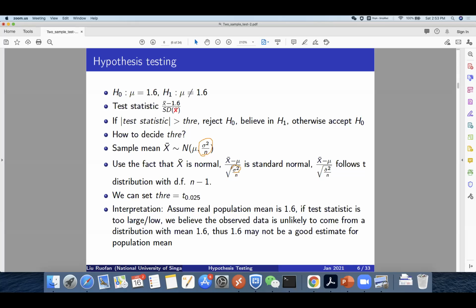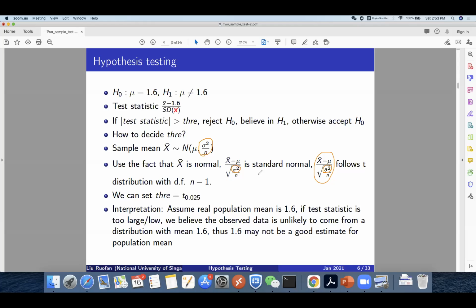But this parameter is the population variance, so we don't know it. We still need to estimate it from our samples. But when we estimate this sigma square from samples, it becomes sigma hat square. Then this test statistic no longer follows a normal distribution. Instead, it will follow a t distribution. So that's the link between the normal assumption and the t distribution.